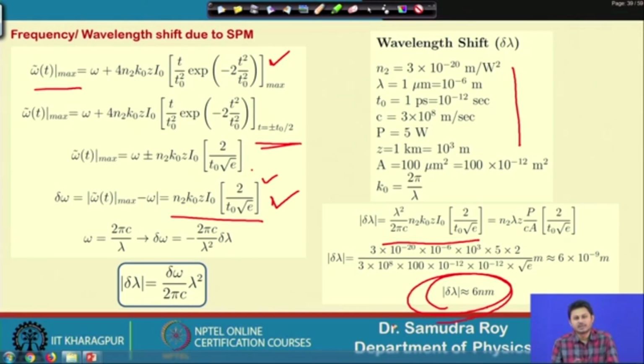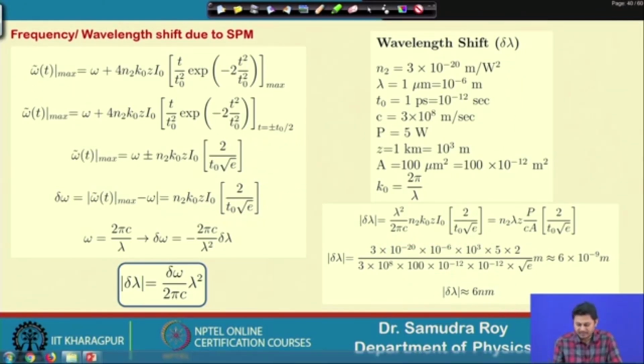So, a 6 nanometer wavelength shift will occur because of this, which is not that much, but we can increase this radically if I increase the amount of power or if I reduce the corresponding area. If I reduce the area, the value of the nonlinear effect will increase radically, and this value can change up to many nanometers. But anyway, for the given values you will find that this will be around 6 nanometer. So, with this note, let me finalize today's class.